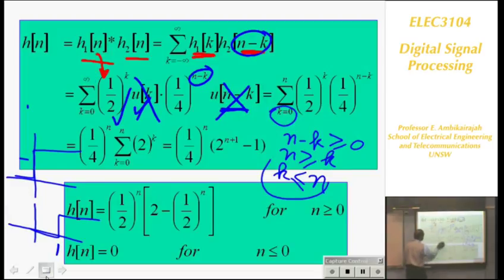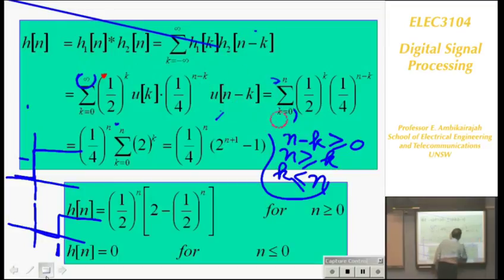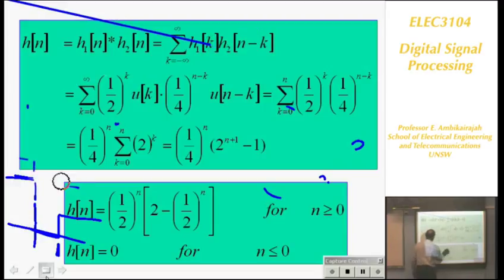So can I go through this again once more, if you didn't understand? Okay, just give me a second, I'll go through this once more for you. I think the electronic board is getting tired a bit, because it's doing all sorts of things.